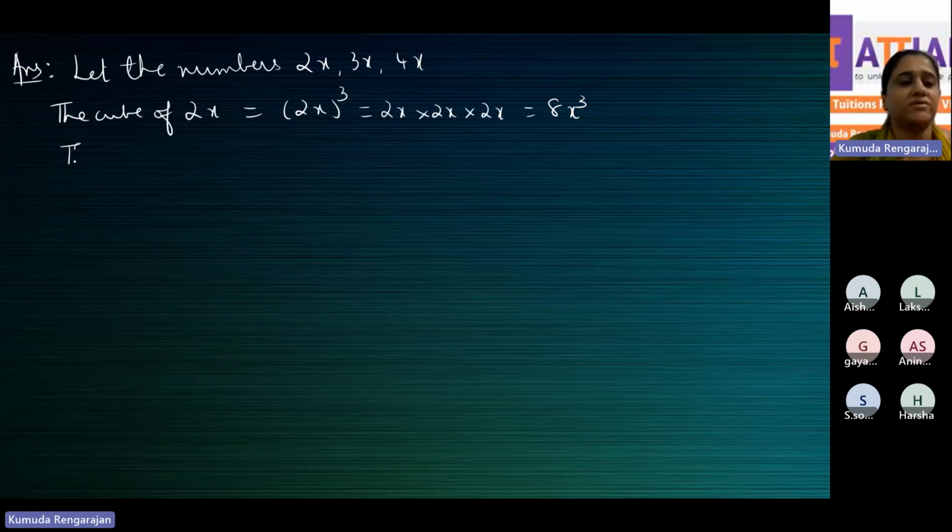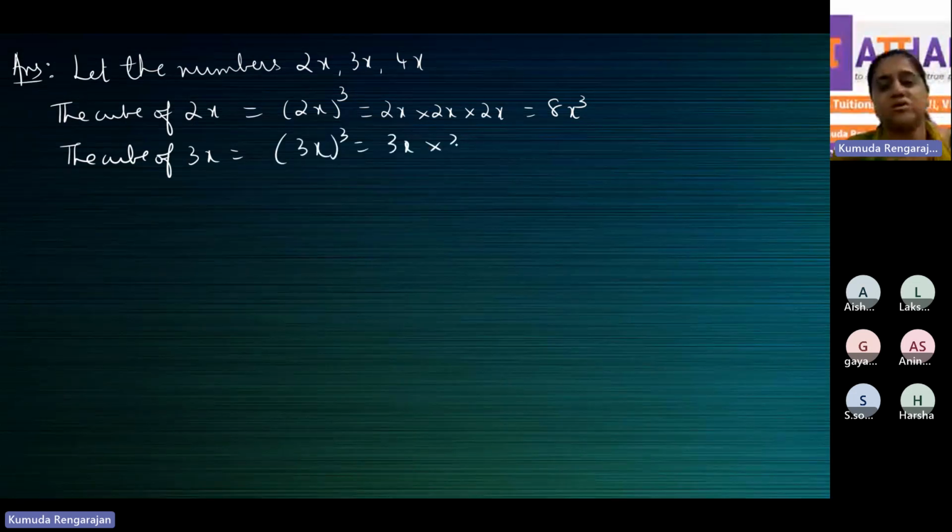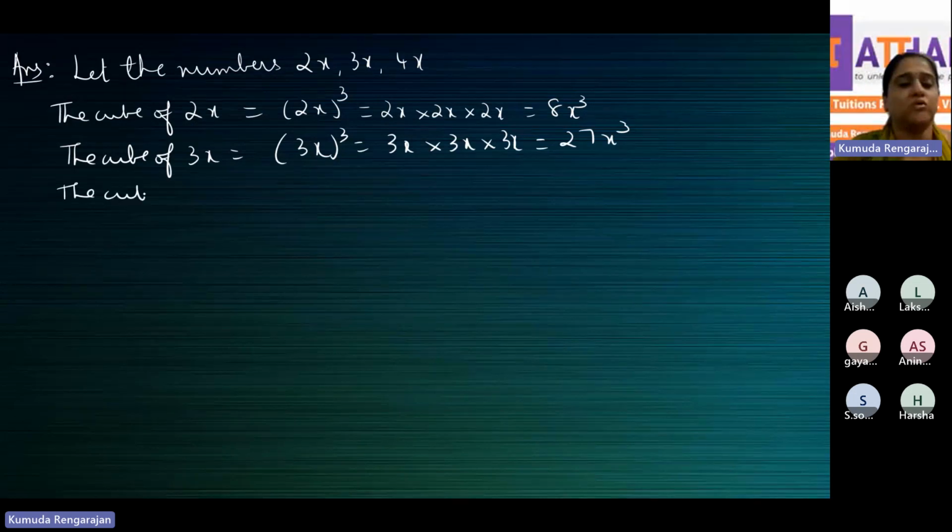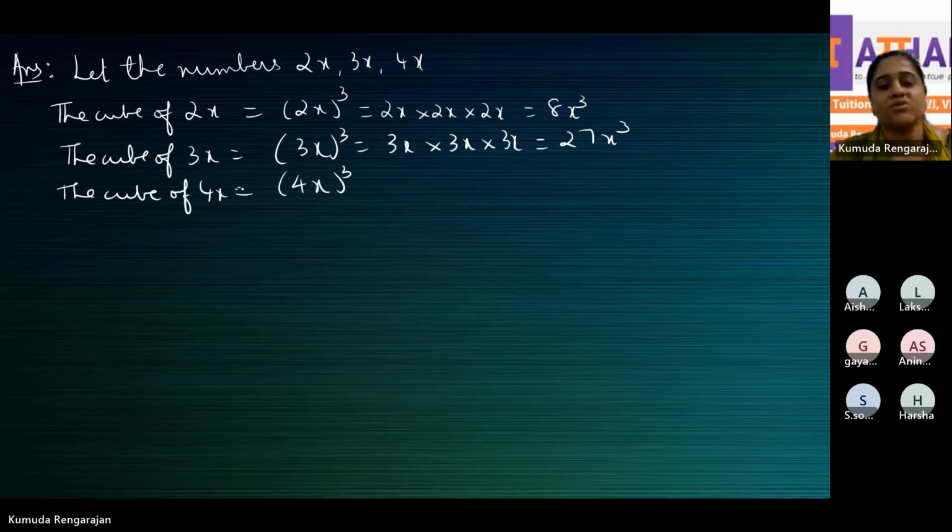What is the cube of 3x? The cube of 3x is 3x the whole cubed, which is 3x into 3x into 3x. And what's that? 27x cubed. And the cube of 4x is 4x the whole cube, which is 4x into 4x into 4x, which is 64x cubed.